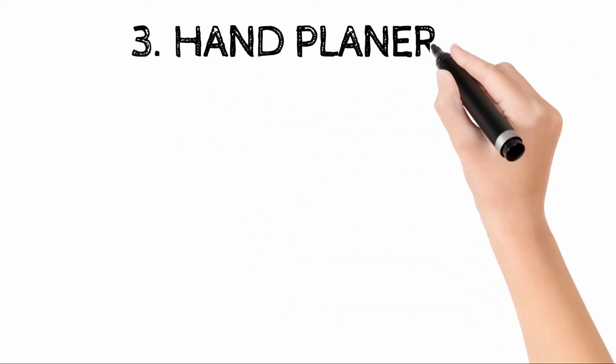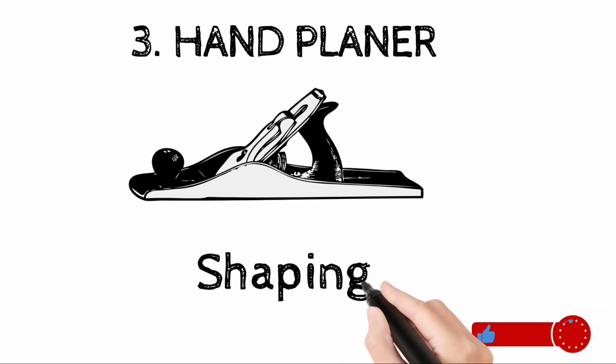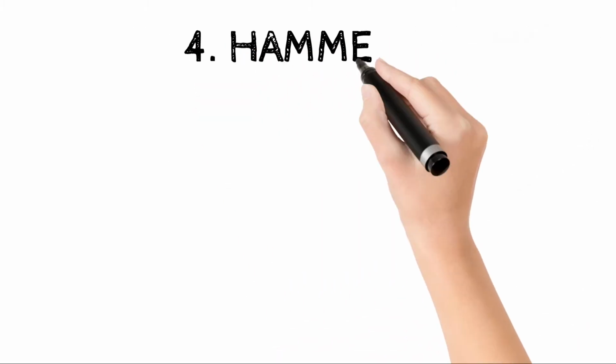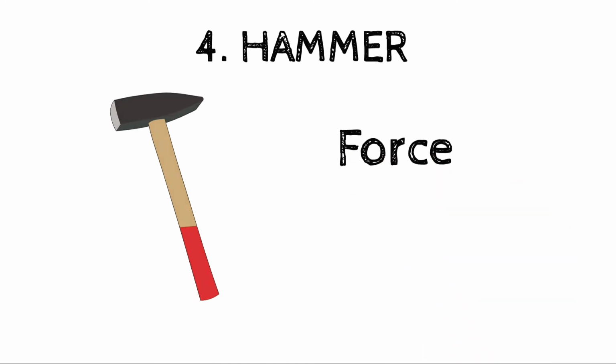Now move to hand planer. This tool is mainly used for shaping of the wood. Number 4 is hammer. This tool is used for providing extra force.